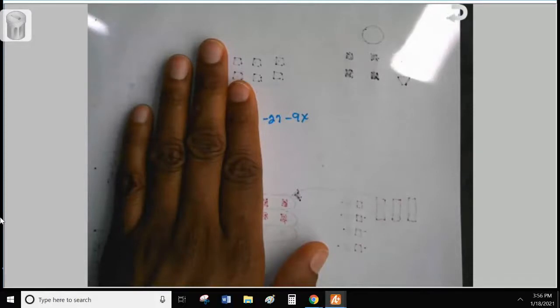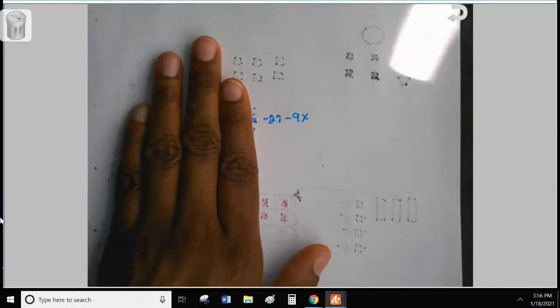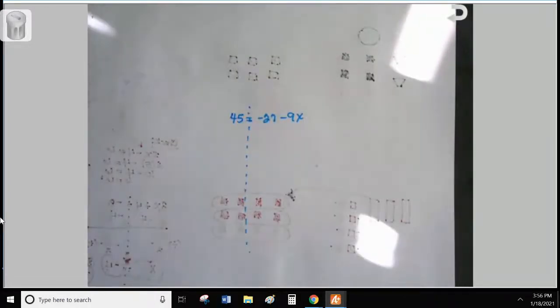Remember, x wants to be alone. What's on this side with x? There's a negative 27, and we have a negative 9x this time, which is a little bit different than what we typically are used to doing. And I could model this problem. I just don't want to draw out 45 counters or 27 or negative 9x's. So I'm just going to solve it.